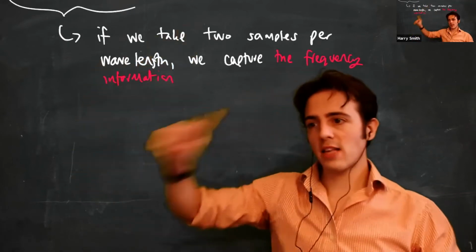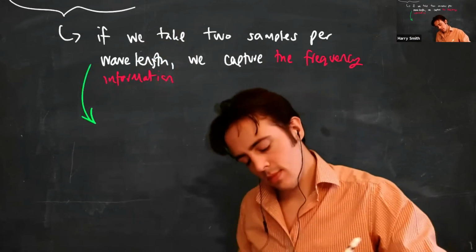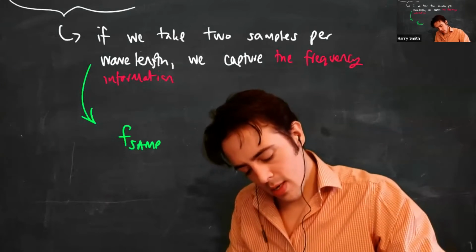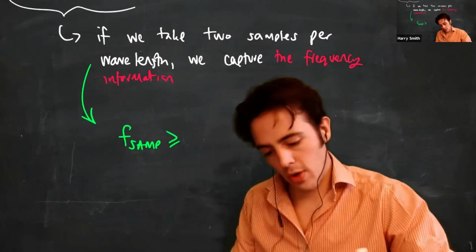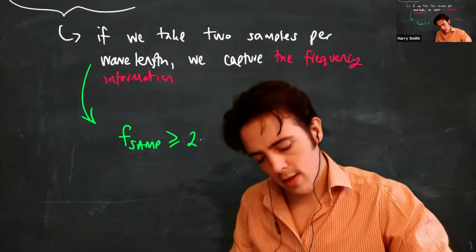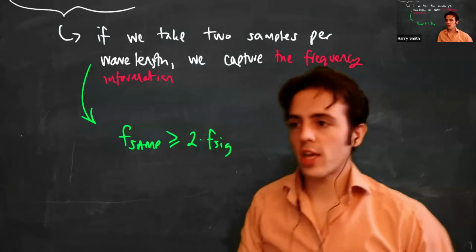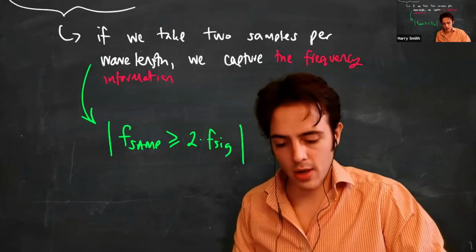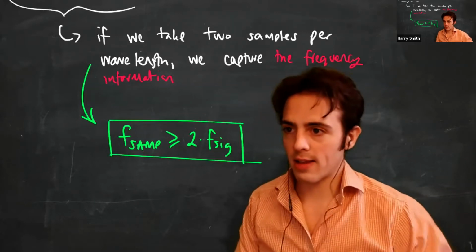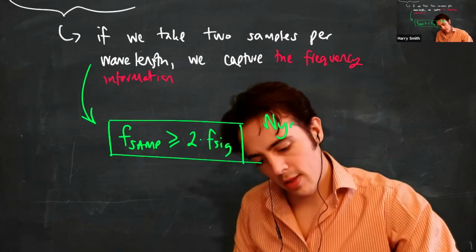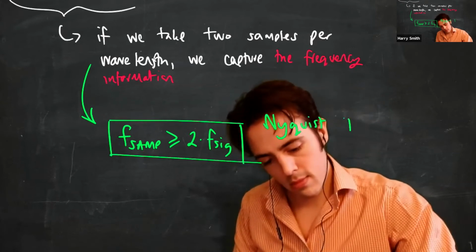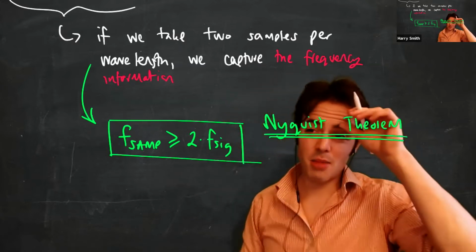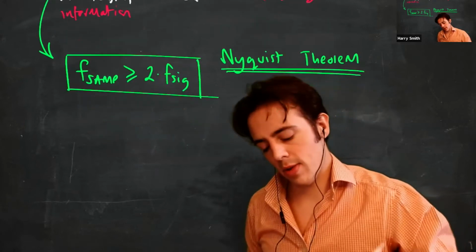This wordy explanation here, we'll say f samp must be greater than or equal to twice whatever your signal frequency is. Greater than or equal to twice the signal frequency, and that will ensure that you capture 2 samples per wavelength. This is called the Nyquist theorem. Sometimes called the Nyquist-Shannon sampling theorem, but I've only ever known it as the Nyquist theorem.